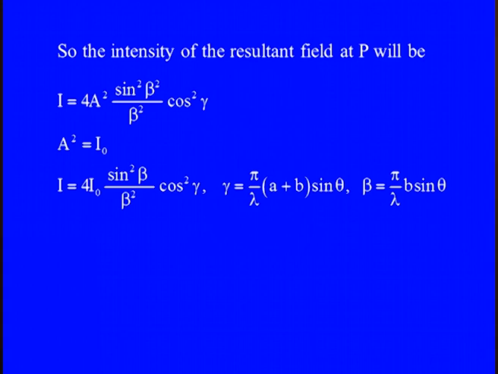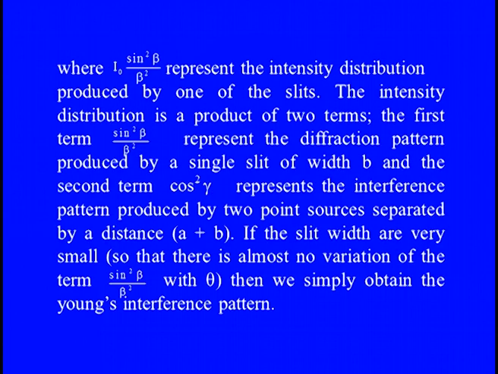Here A² is equal to I0, then I will be equal to 4 I0 sin²β/β² cos²γ, where γ = π/λ (a + b) sin θ and β = π/λ b sin θ. So, this equation describes the intensity of the double slit diffraction pattern on the screen.